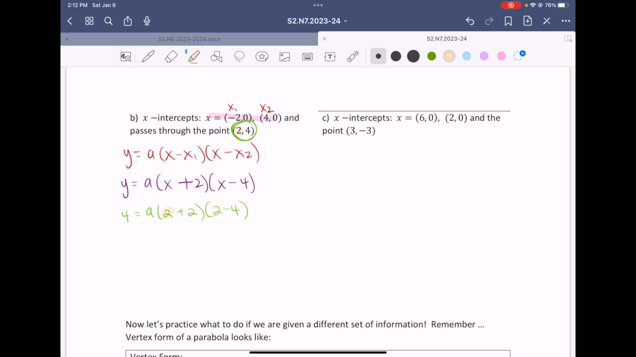So everywhere there's an x, we plug in a 2. Everywhere there's a y, we plug in a 4. We also had some substitutions going on right here with our x1, x2. All right. Simplify. Now we're going to wrap it up.